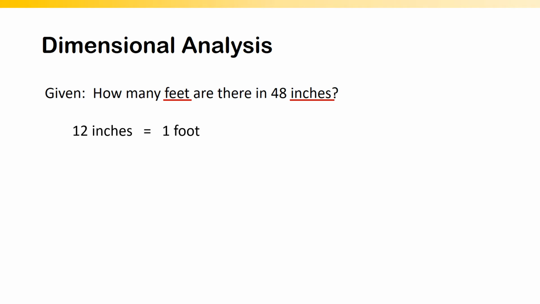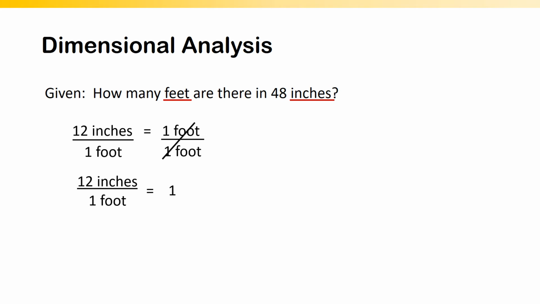Let's divide both sides of what we see here by 1 foot. So we're going to divide 12 inches by 1 foot, and then we're going to divide 1 foot by 1 foot. Now on the right side of this equal sign, 1 foot over 1 foot is going to cancel and reduce down to 1. So we can rewrite this as 12 inches over 1 foot equals 1. And is that true? Yeah, it is.